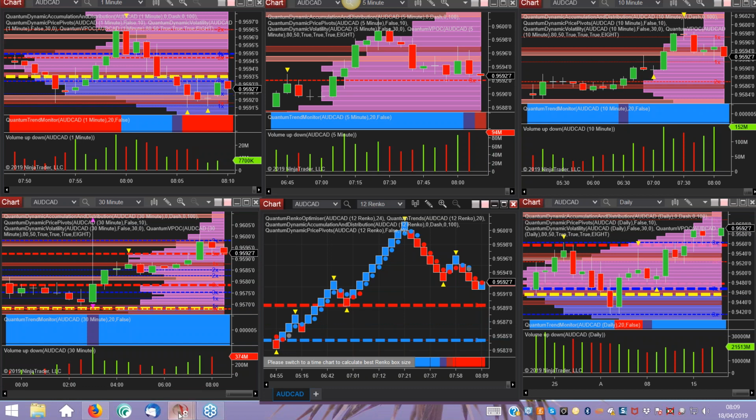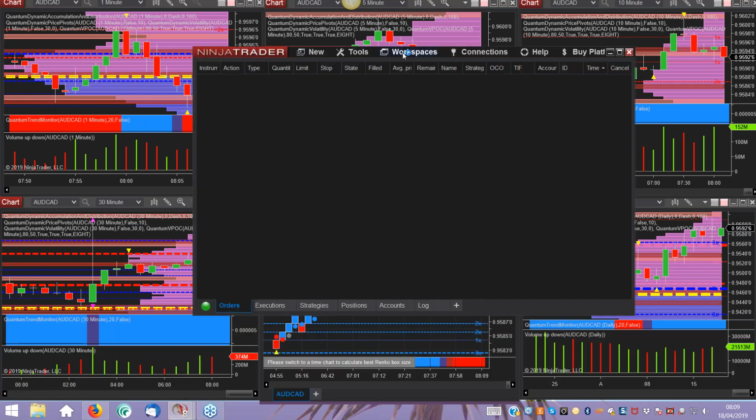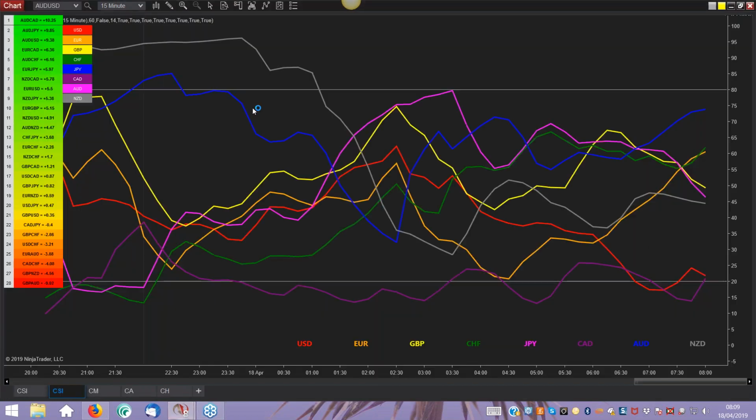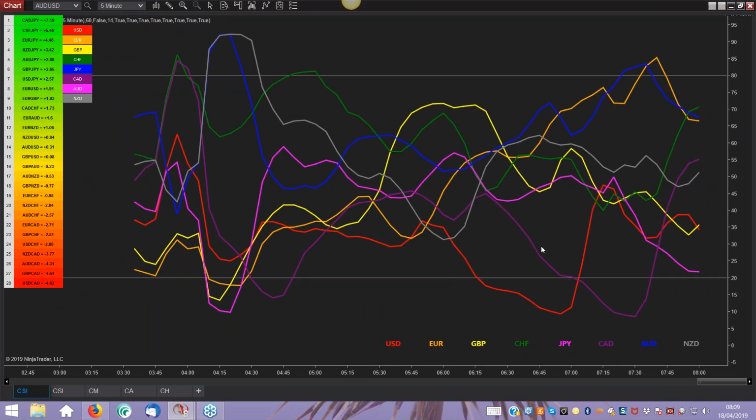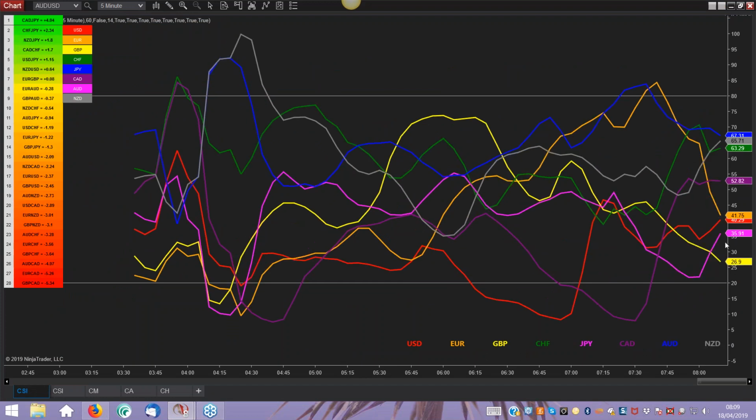Just go back to the CSI again. Let's go back to 5. And we were looking at the Aussie CAD. And you can see there, we're starting to see the CAD is flattening off. The Aussie, there's no great strength there. The pair that will really be moving right now is certainly the euro. Some strong euro selling.